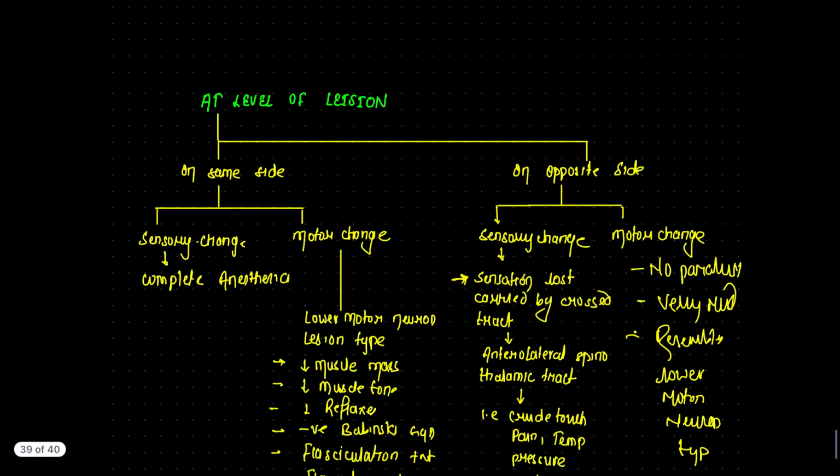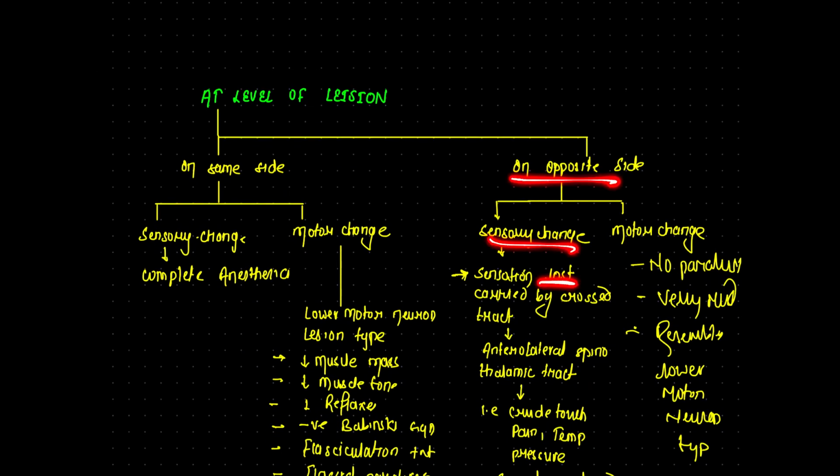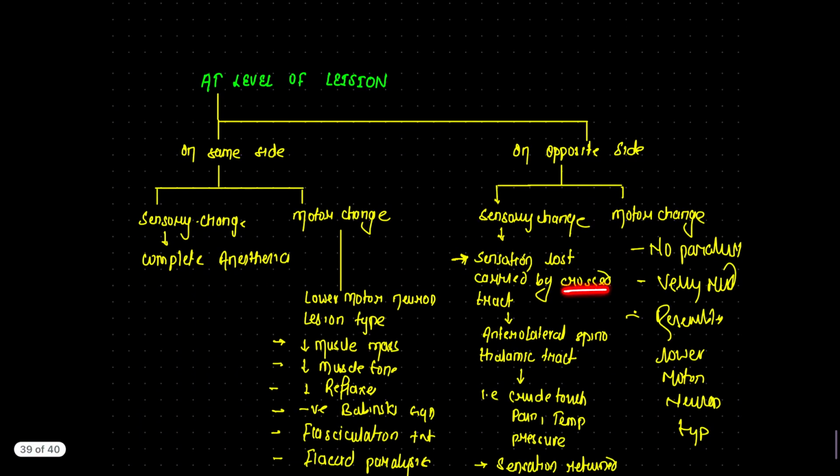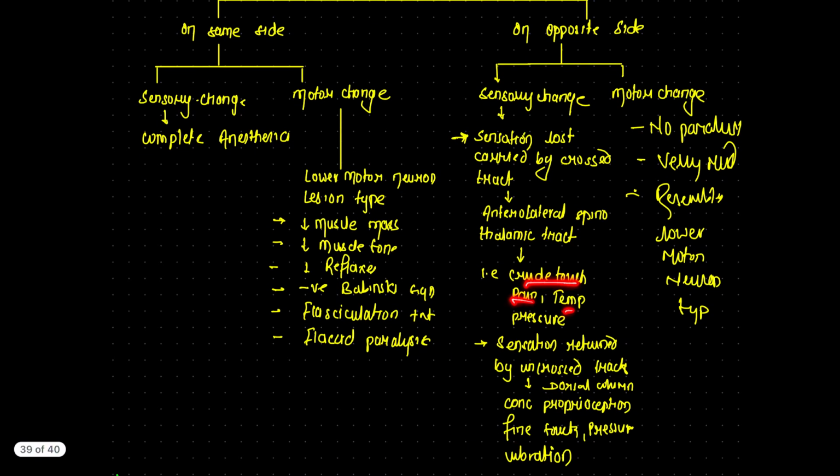Now what about the opposite side at the level of injury? Talking about the sensation on the opposite side, the anterior lateral pathway will not work, and only the dorsal column pathway, which is not dissociating, will work. On the opposite side, the sensation lost is that carried by the cross track, which is dissociating. That means anterior lateral spinothalamic tract function will be lost, such as crude touch, pain, temperature, pressure. But the sensation retained is of what?